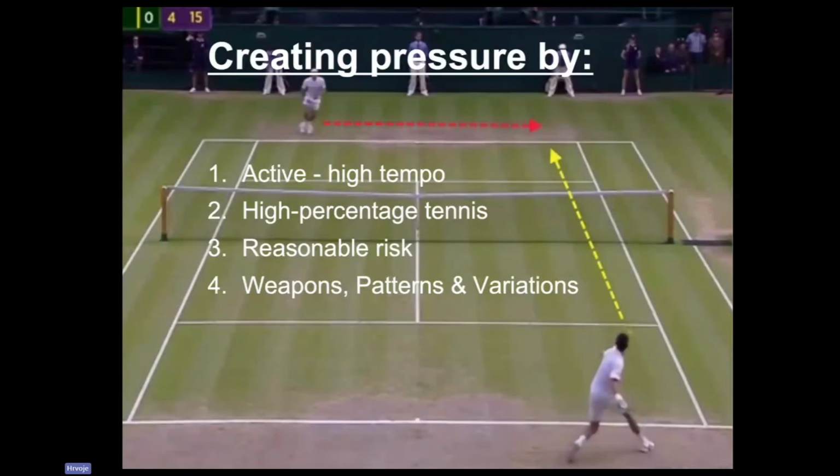So guys, please write down: 1, active high tempo; 2, high percentage tennis; 3, reasonable risk; 4, weapons, patterns, variations. Write it down for yourself on the paper that you have in front of you, and put the numbers 1, 2, 3, 4.